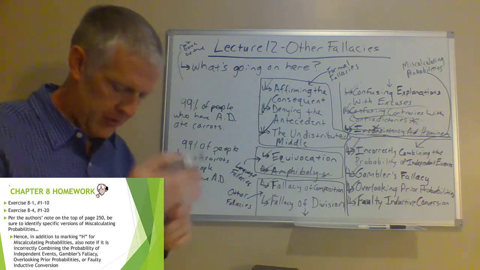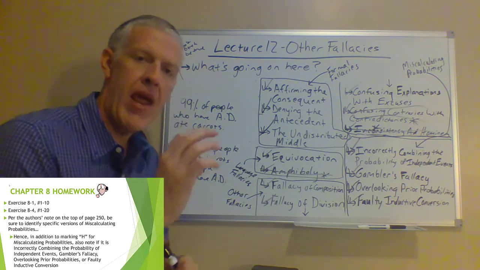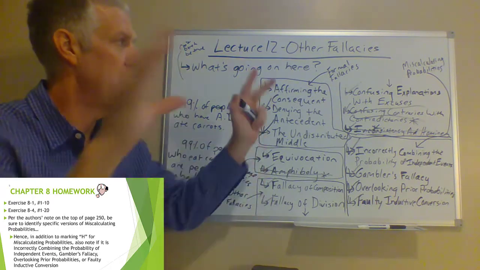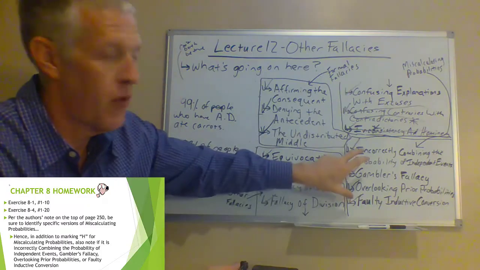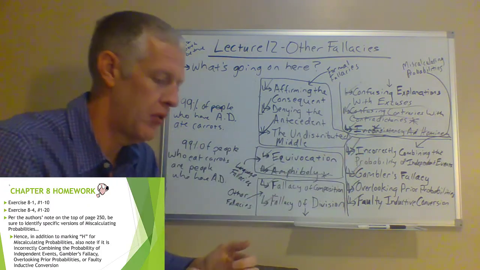But conversely, H is listed as an option for miscalculating probabilities. And per the author's suggestions in their notes on that page, I do want you to further distinguish. So if you identify one of these, hey, this is miscalculating probabilities, letter H, I want you, as I mentioned on slide 18 and in the course schedule, to further differentiate and indicate which of these four in particular it is. So make sure you do that. I just wanted to note that.